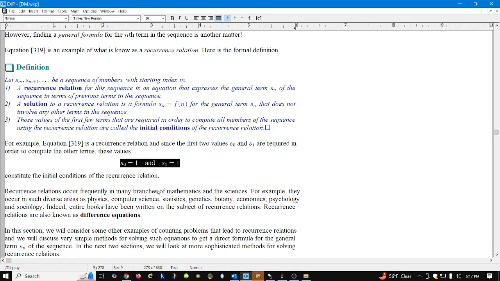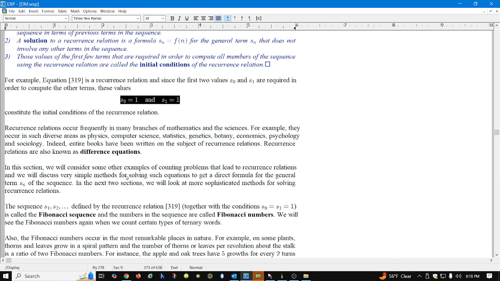Recurrence relations occur quite frequently, as I said before, in many branches of math and the sciences. For example, they occur in physics, computer science, statistics, genetics, botany, economics, psychology, sociology. They're ubiquitous in applications. And there are entire books written on the subject of recurrence relations, which are also known as difference equations.